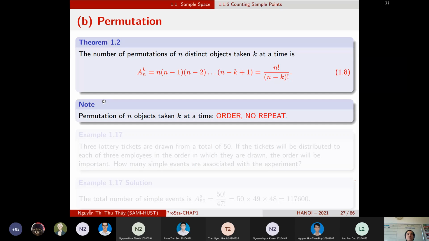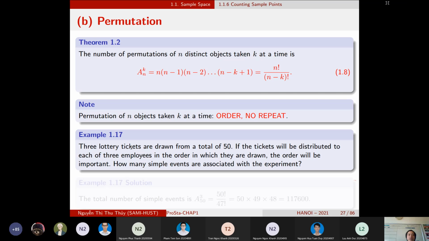So we note that the permutation of n objects taken k, we care about the order, but there's no repetition. Okay, no overlap. We choose each object only one time. Okay, only one time. For example, if we consider 3 lottery tickets, we draw 3 lottery tickets from a total of 50 tickets.